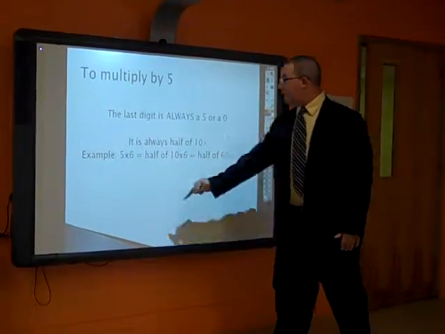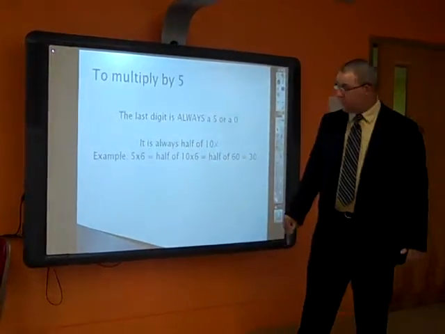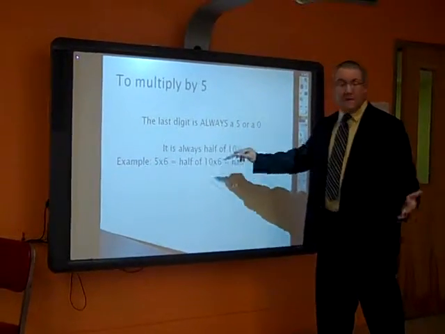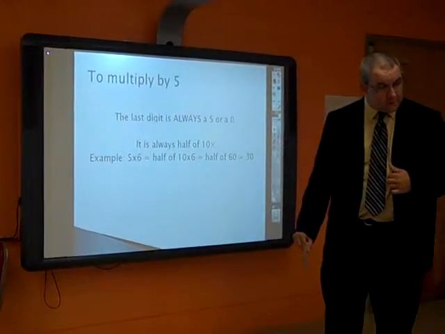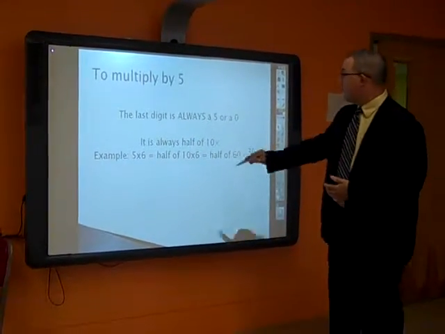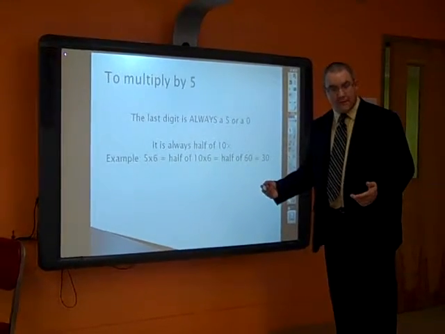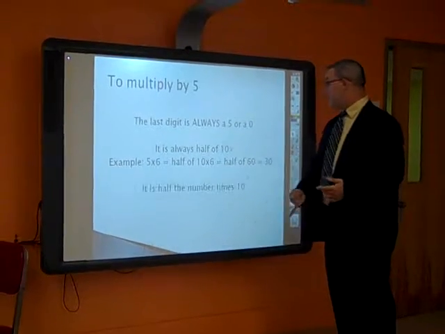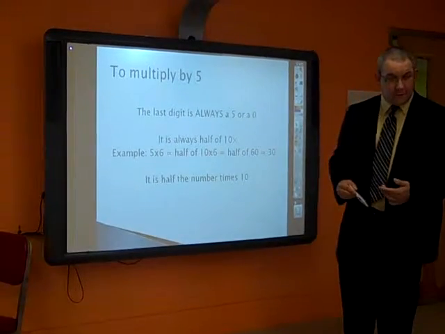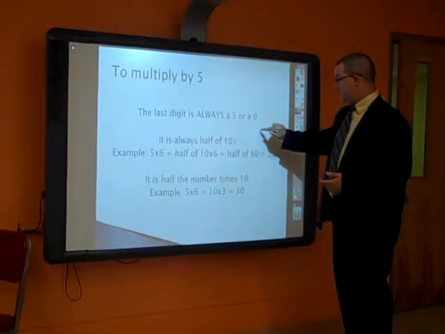Okay? Let's say we have 5 times 7. Okay? 5 times 7 is half of 10 times 7. What's 10 times 7? 70. And what is half of 70? 35. Yes, sir. And that's perfect. So, it is half the number times 10. You all agree there? All right, good job. Here's another example. And that's the one we just did.